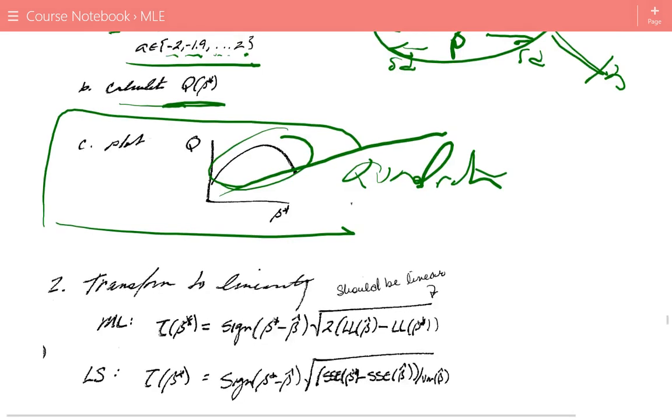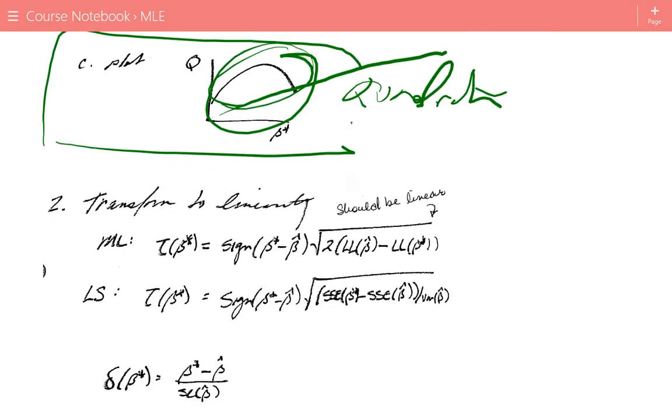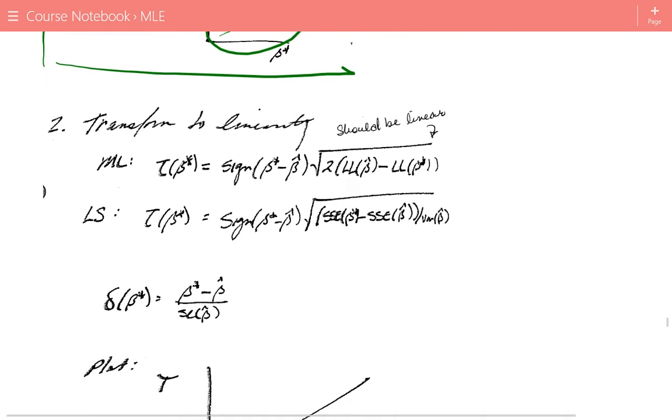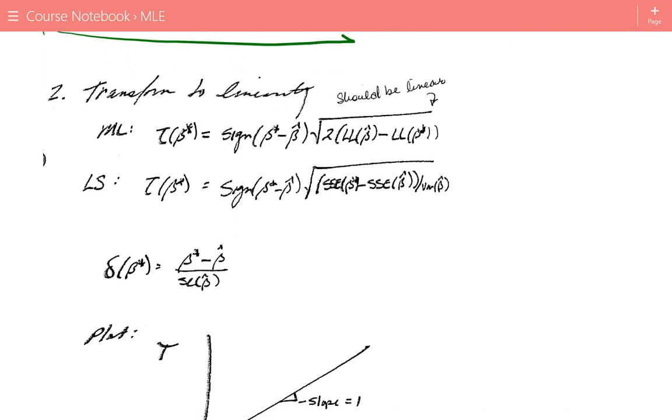So we can look at this, but it's sometimes difficult to know whether it's quadratic or not just by eyeballing it, because it looks like a hill. So one possibility is to transform it to linearity. When we're looking at maximum likelihood, you can create a quantity for each of those beta stars as the sign of the beta star minus the beta hat times the square root of 2 times the log likelihood of beta hat minus the log likelihood of beta star.